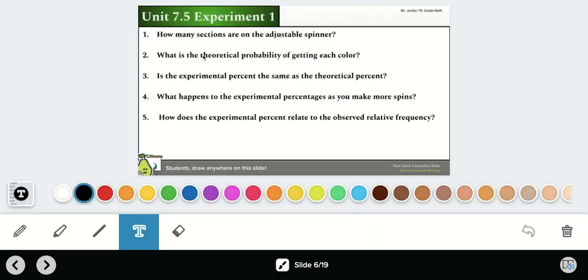And so our answer for this, how many sections are on the adjustable spinner? I would simply write 6 sections.